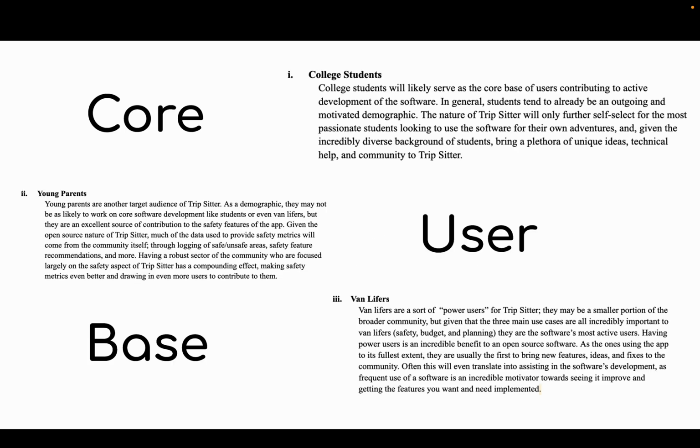So the core user base can be split into roughly 3 sections. College students, who are young and adventurous and also more likely to want to contribute to the development of the project; young parents, who may be on a budget and are much more likely to be safety conscious; and lastly, van lifers, who are the sort of power users of the app.